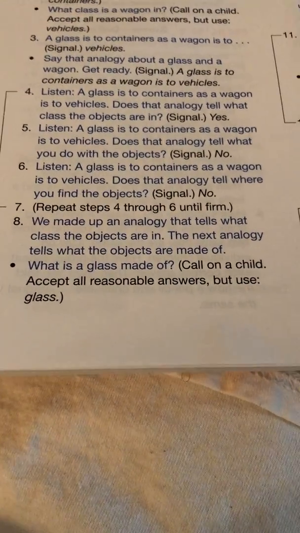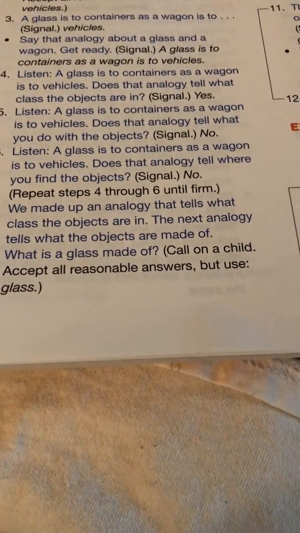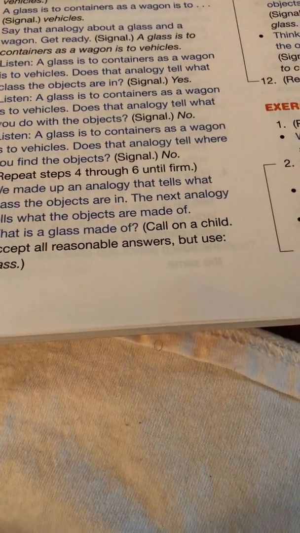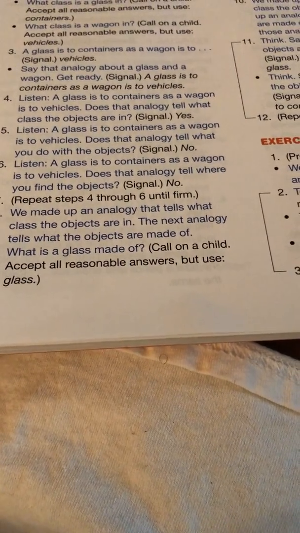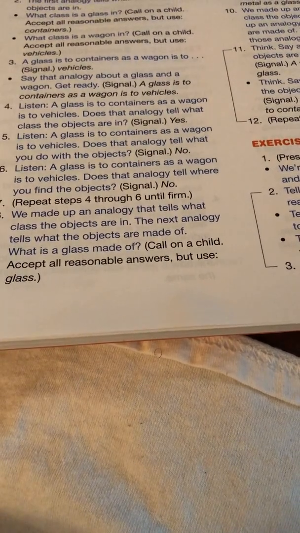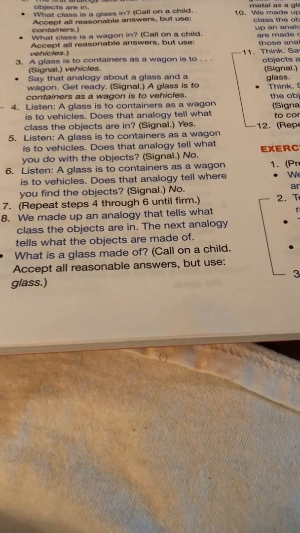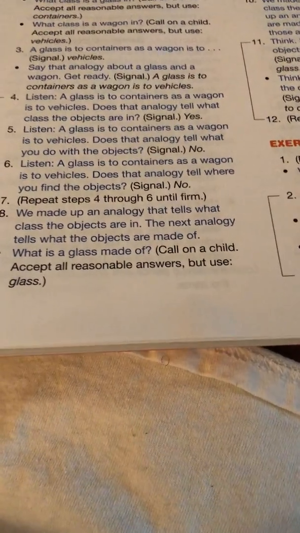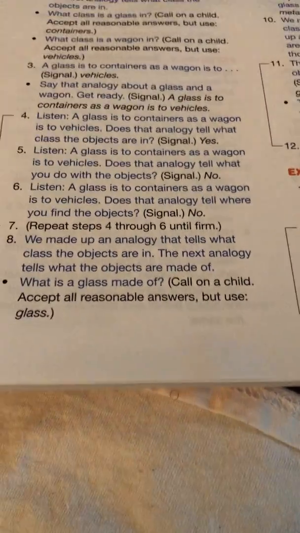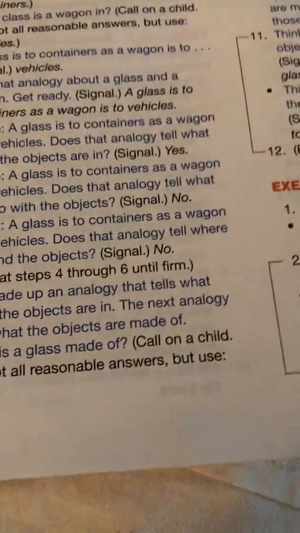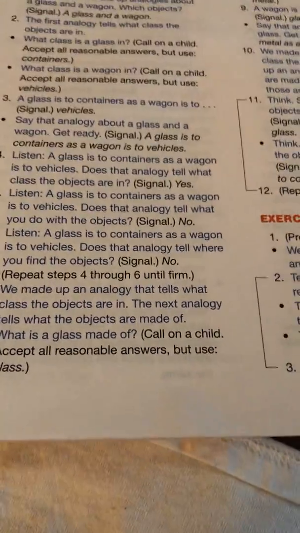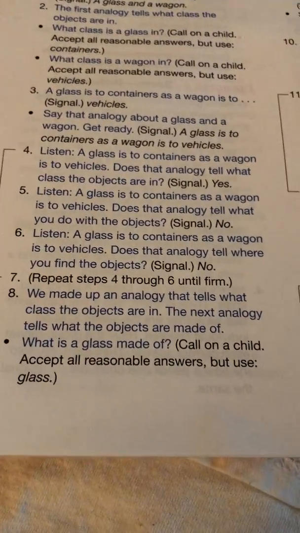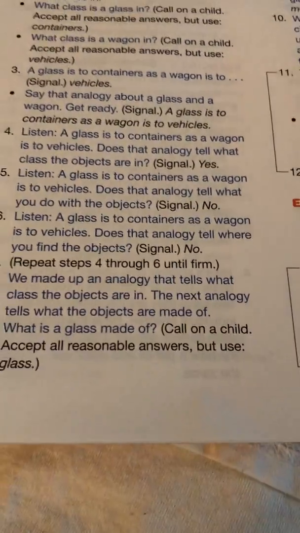Does that analogy tell what class the objects are in? Yes. Listen, a glass is to containers as a wagon is to vehicles. Does that analogy tell what you do with the objects? No. So we made up an analogy that tells what class the objects are in.